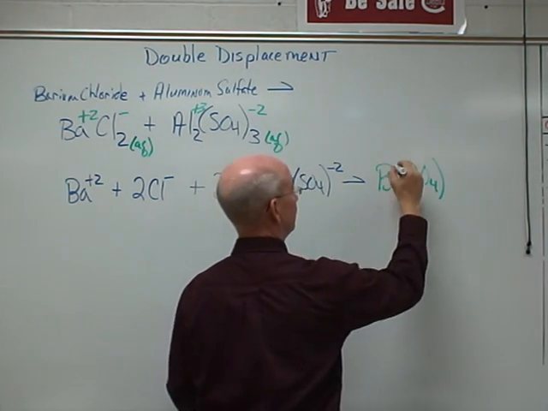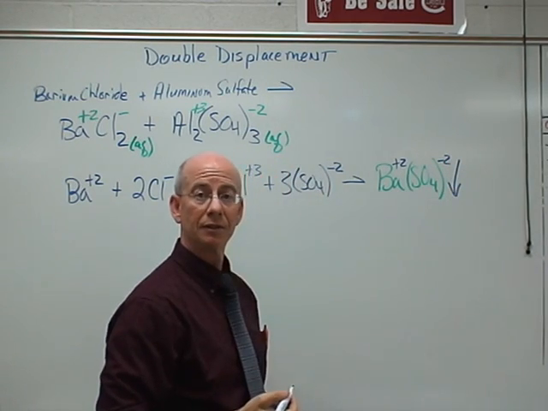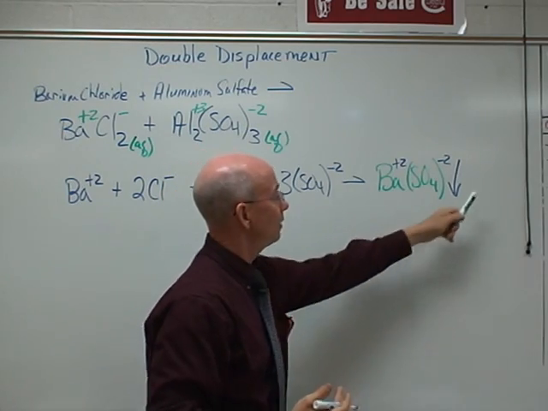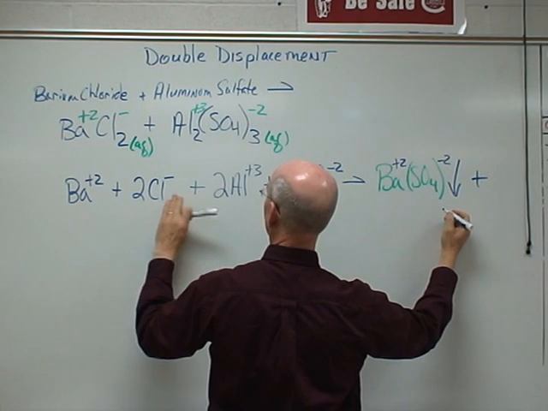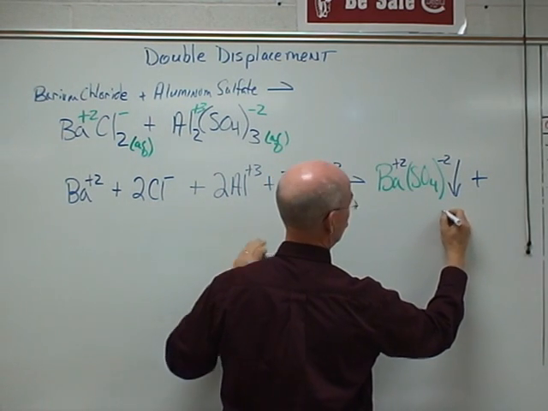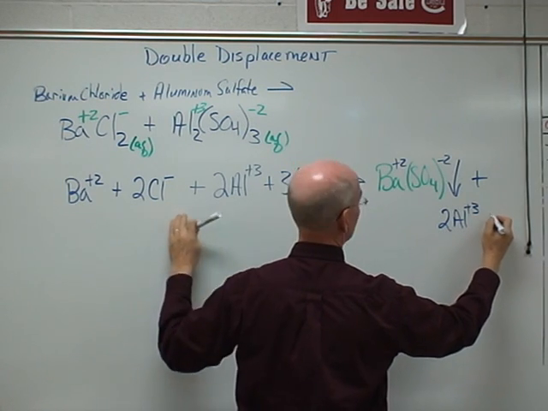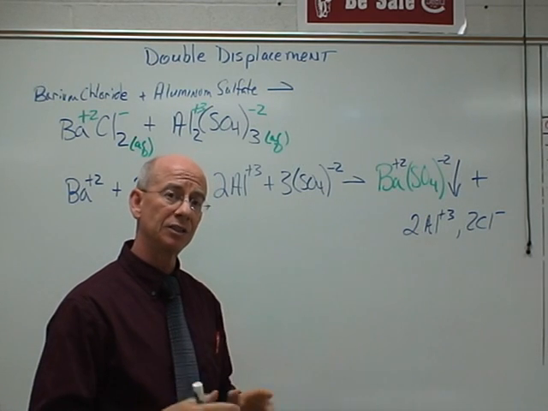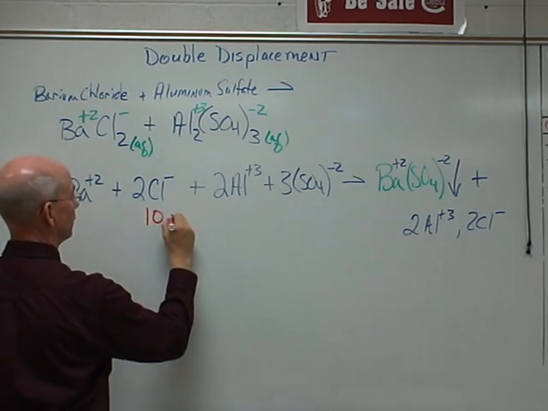Barium sulfate, plus 2, minus 2. This was the precipitate. We saw it on the chart. What's left over are some ions. I'm not even going to write it, but we could write it here. I'm going to put them below. So it would be 2 aluminums plus 3, along with 2 chlorine minus 1s. Now what I've written here has a specific name in chemistry. We call this an ionic equation.